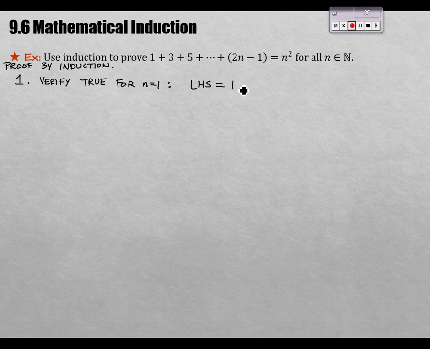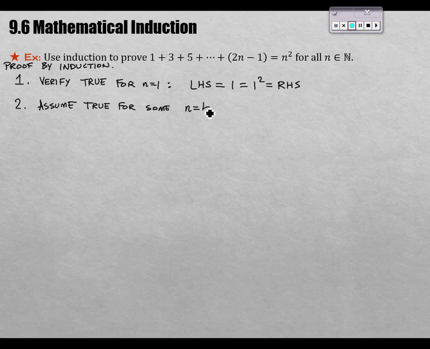The left-hand side is equal to 1, which is equal to 1 squared, which is equal to the right-hand side. So we're done. Okay, so that was not hard. And then number 2, we're going to assume true for some particular value of n.